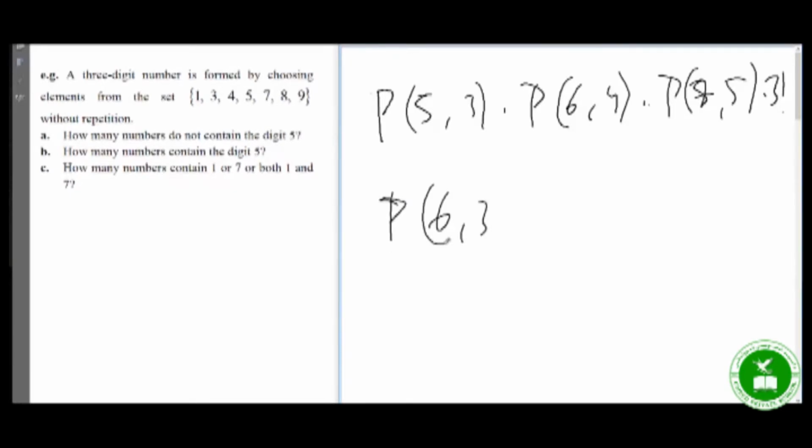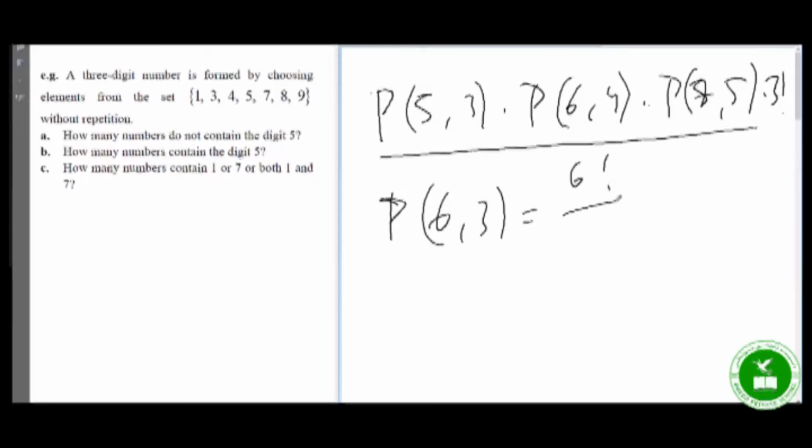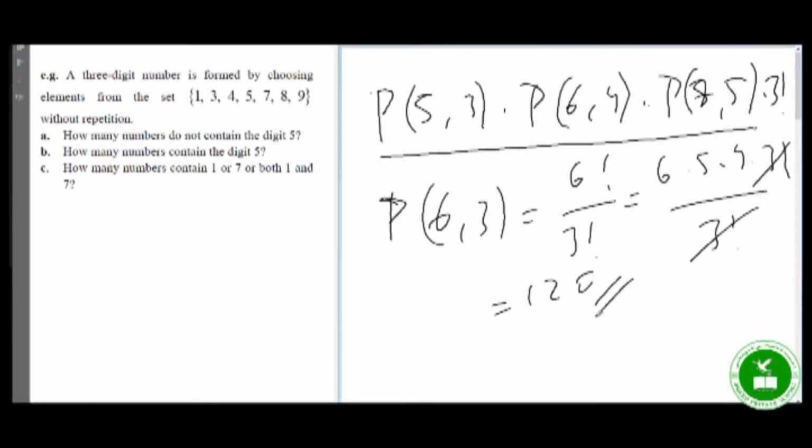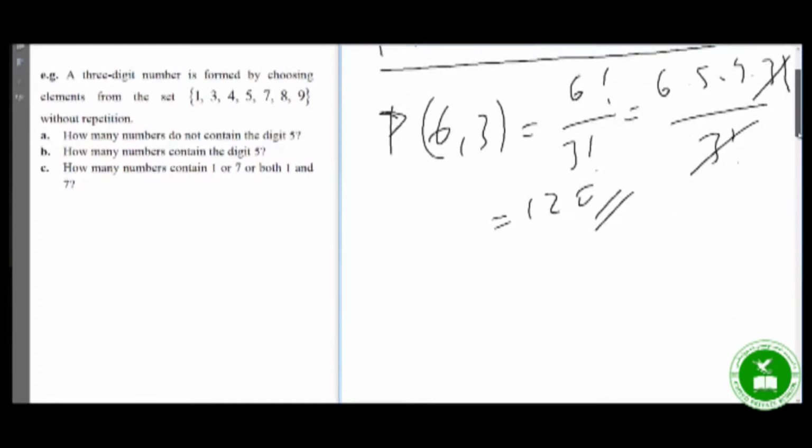3 from 6 in this case for case A will be considered. So it's equal to 6 factorial over 6 minus 3 factorial, and it's equal to 6 times 5 times 4 times 3 factorial over 3 factorial, 3 factorial cancelled. So if we calculate them, we will get 120 different ways, or 120 three-digit numbers that do not contain the digit 5.